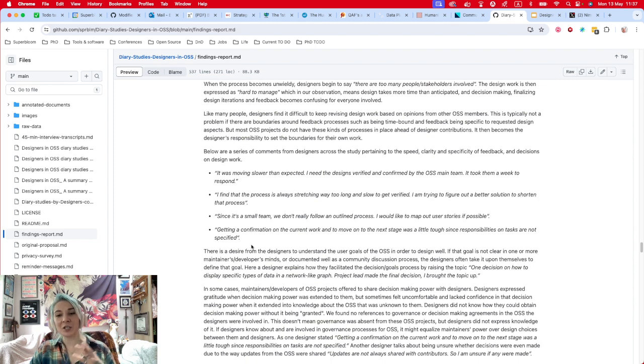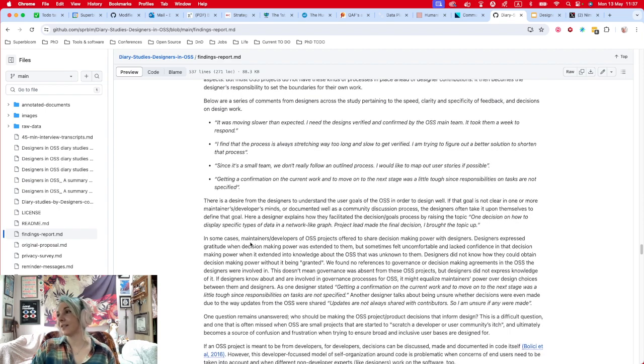It was a very service-oriented and facilitative-oriented function in open source software, the design side of things.